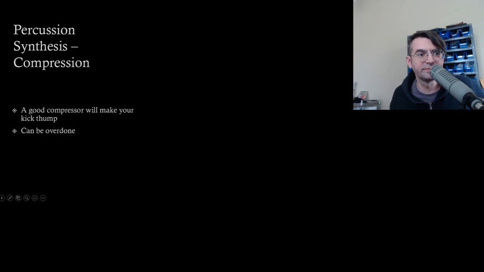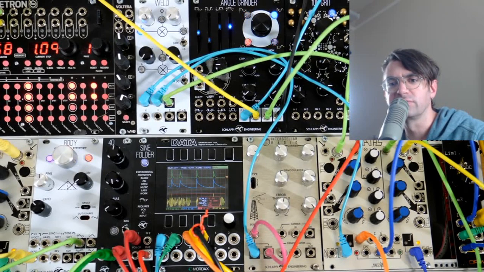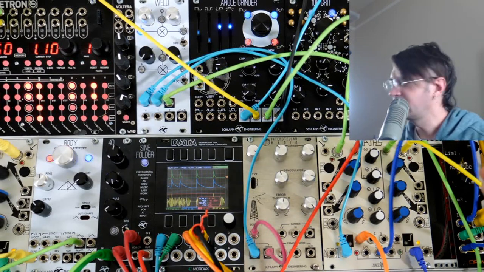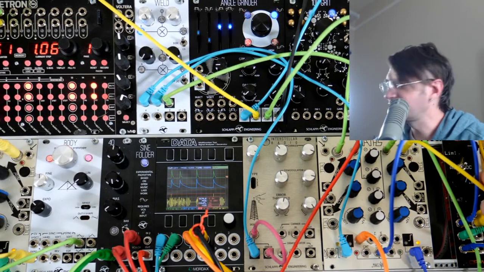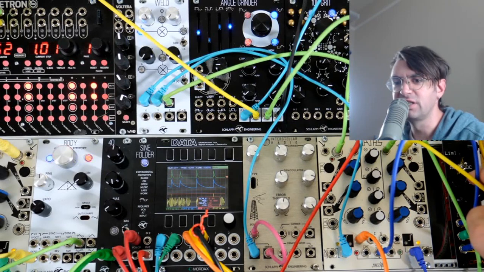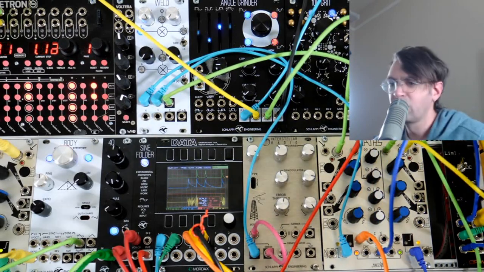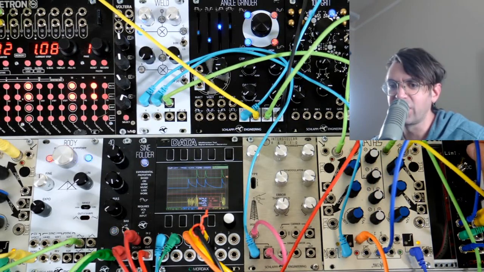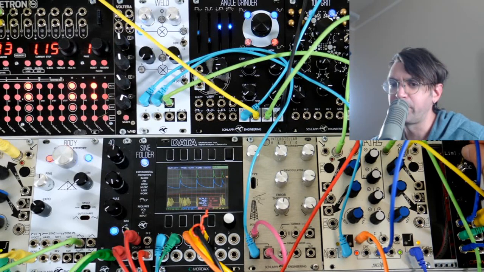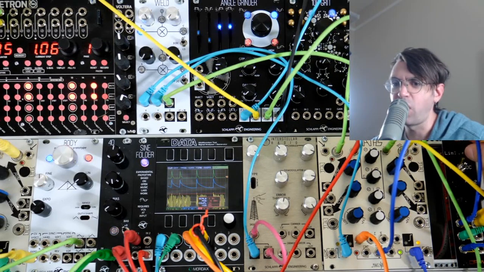Next step is to add some compression. Pretty much essential for a hard kick drum, I think. We are running the last patch through the DPW limit, which is kind of hidden underneath all these cables. With the gain set low, we basically have our kick drum. But as we push it, the dynamics get squashed and it starts to distort.